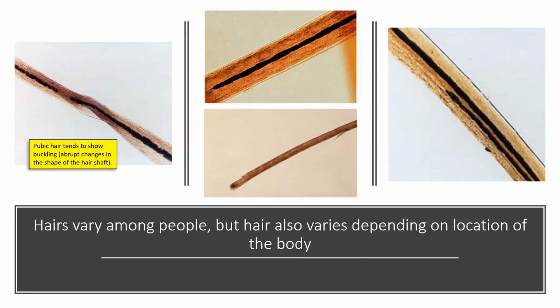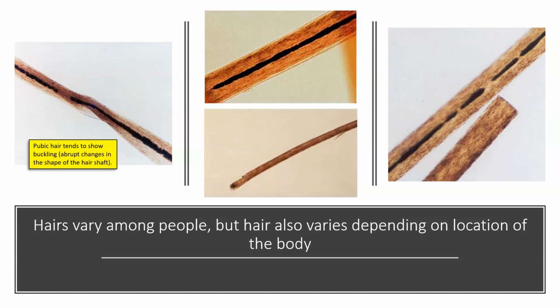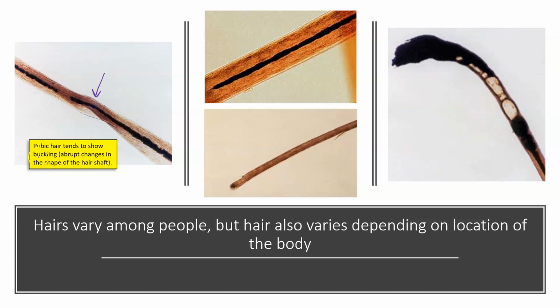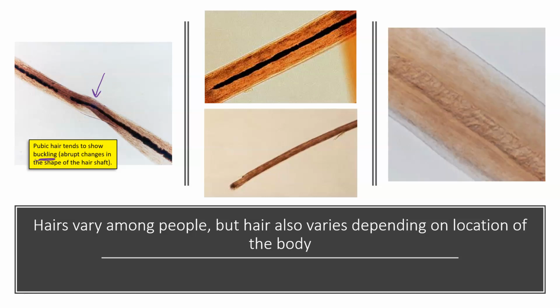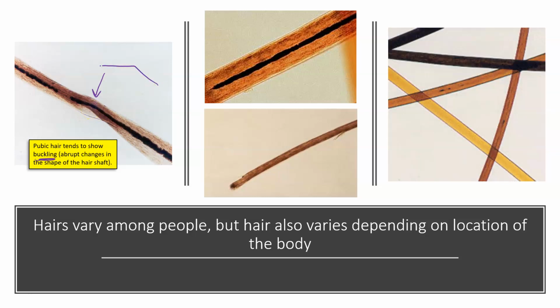And if we look at this particular picture, this is a pubic hair, and you know that it is because pubic hairs often show buckling, which is kind of an abrupt change in the shaft of the hair. If you see a hair abruptly change direction, or it looks like it's kinked, or it looks like it's bent, then it's most likely pubic hair. Head hair is typically uniform. You would not see the buckling that you do within the pubic hair. The medulla is typically pretty uniform.